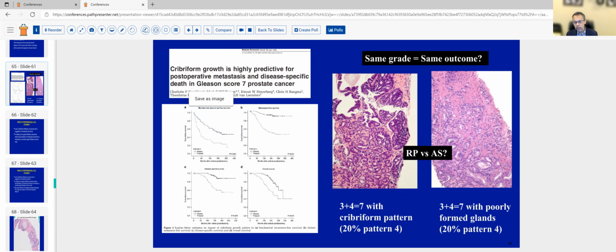And if you have a scenario like this particular example, which I have outlined, where one patient is showing 20% of poorly formed pattern 4, while in another patient you have 20% of cribriform pattern 4, is there a difference in outcome? Should there be a different treatment approach in this type of scenario? Should a patient with poorly formed glands be eligible for active surveillance, while patients with any cribriform glands should be excluded from the active surveillance treatment option? And I believe this is an important clinical question that we need to address in prospective studies.